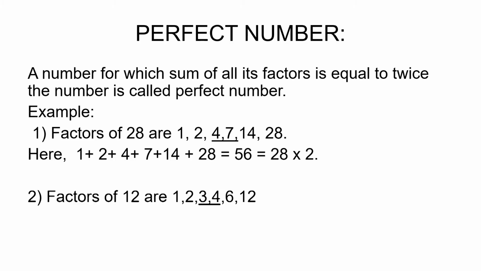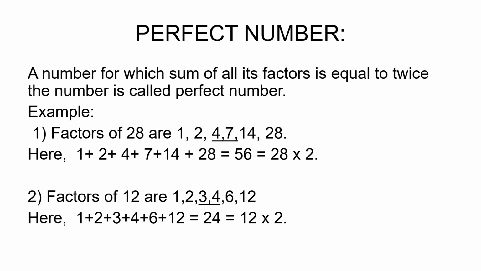One more example. Factors of 12 are 1, 2, 3, 4, 6 and 12. If we add 1 plus 2 plus 3 plus 4 plus 6 plus 12, we get the sum 28. 24 is nothing but double of 12, that is 12 into 2 is 24. So this type of numbers are called perfect numbers.